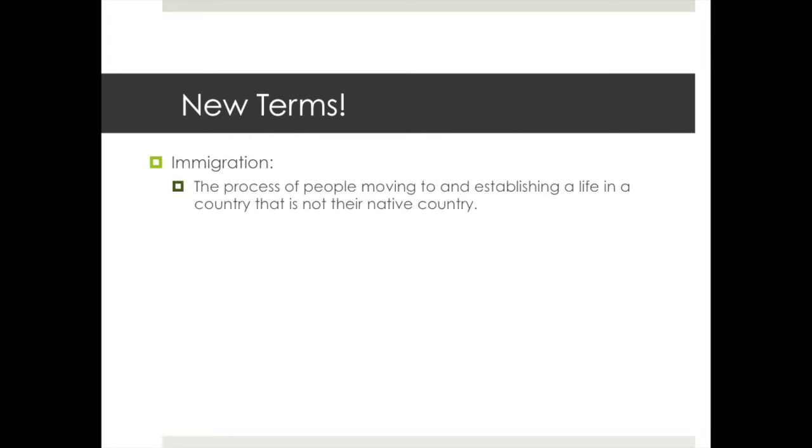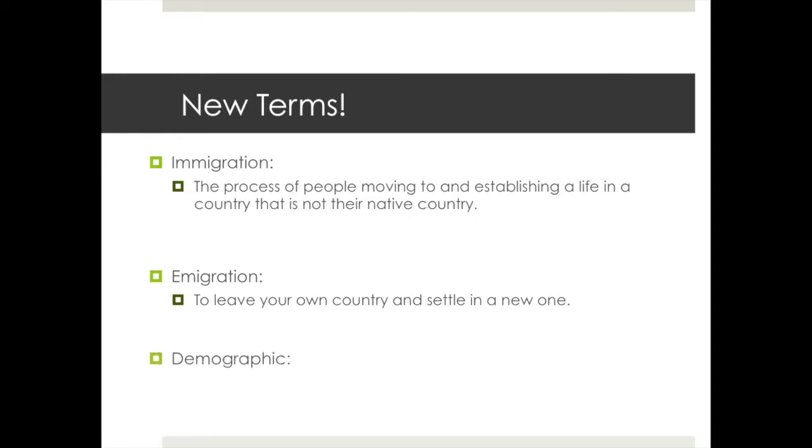So, a few new terms other than immigration, like we just said, the process of people moving to and establishing a life in a country that is not their native country. We also have emigration. If you remember, we also had this term on our introductory assignment, and emigration is to leave your own country and settle in a new one. So it's kind of the opposite of immigration, where immigration is people coming into your country, emigration is for you to leave and go to a new country yourself.